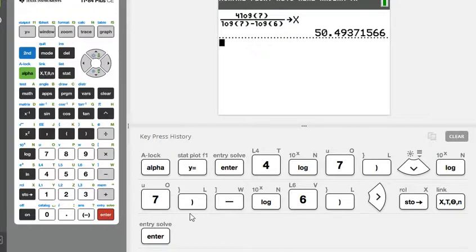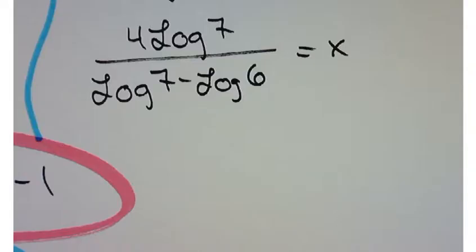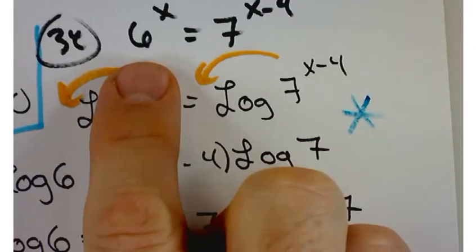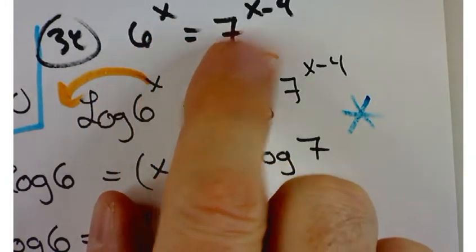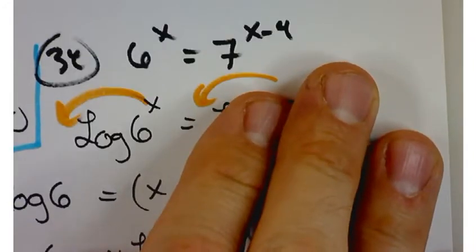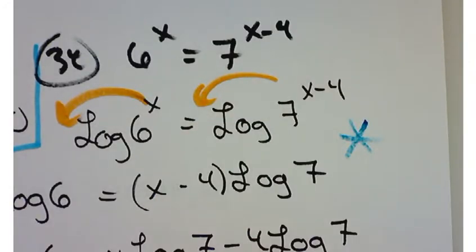Oh, yeah, that's right. Now, the only reason I hit the store key is because I want to show you that we can check our answer. So that's nice. And it's not too late. If you hit the store key now, store in X, you should be able to get what I'm going to show you right here. And that is, let's check it. If we got this right, then I should be able to do 6 to the x and get a number. And then if I did 7 to the x minus 4, I should be able to get the same number. So let's see if that happens, okay?